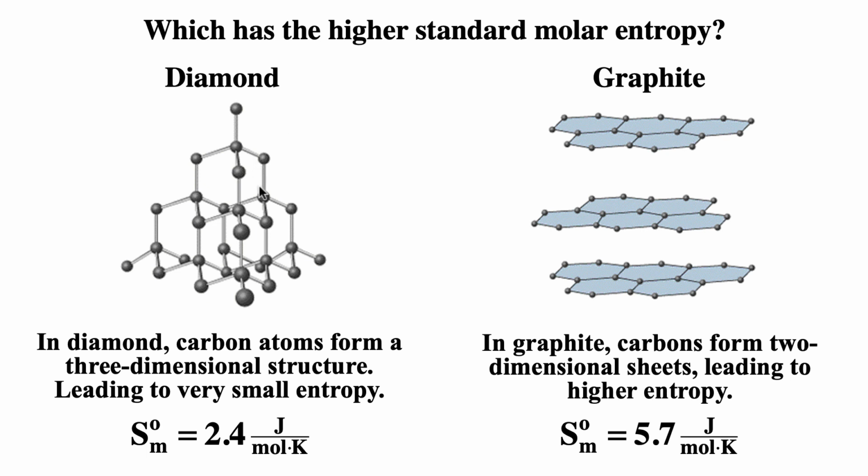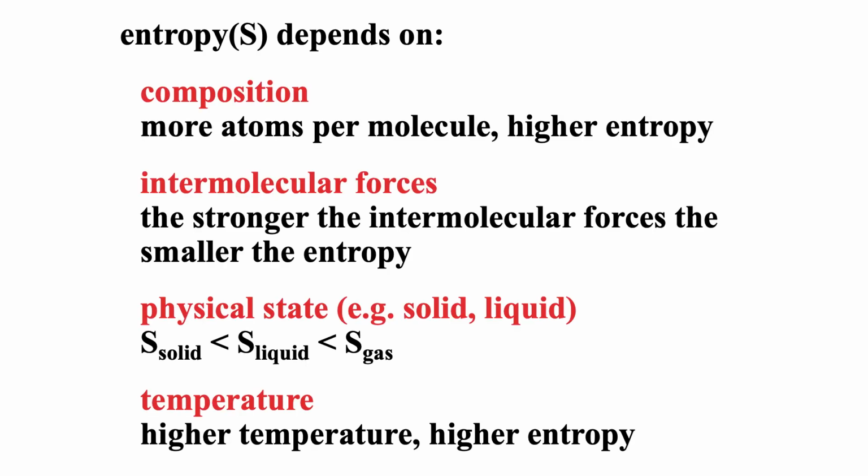For the diamond, these carbon-carbon bonds are covalent, and so that's going to be pretty strong. And so entropy depends on composition: the more atoms per molecule, the higher the entropy. It depends on intermolecular forces: the stronger the intermolecular forces, the lower the entropy because of fewer configurations. It depends on physical state. For a specific compound, the gas will always have the highest entropy and the solid will always have the lowest. In terms of temperature, higher temperature always corresponds to higher entropy.